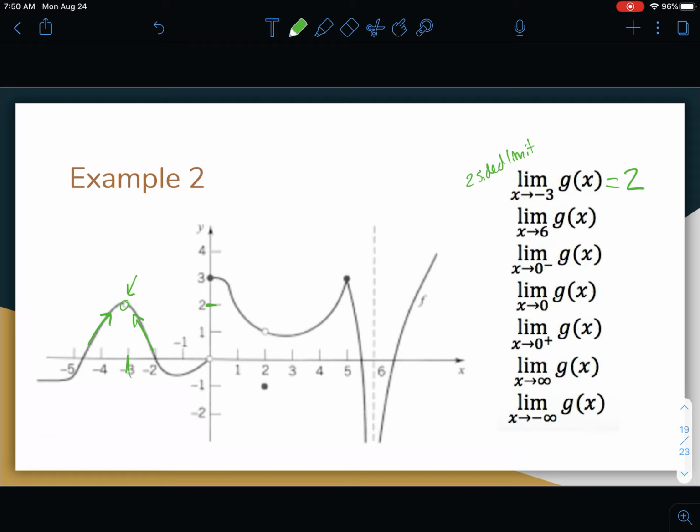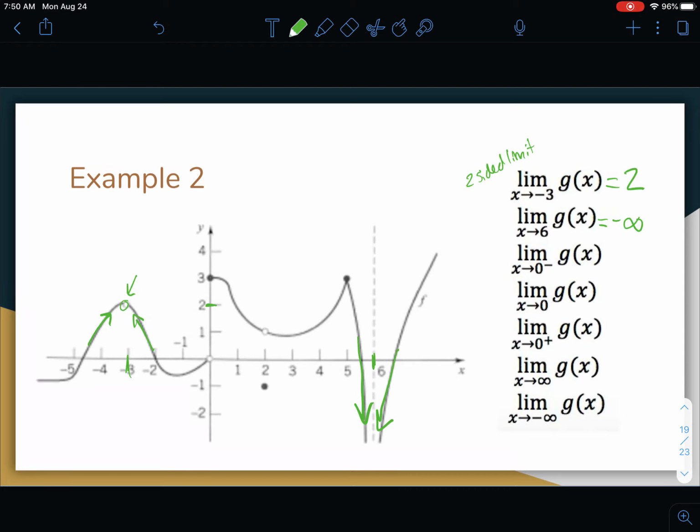The next one is saying the limit of g of x as x approaches 6. Now here's 6. If I come in from the right and I come in from the left, they're both approaching negative infinity. This is also a two-sided limit.